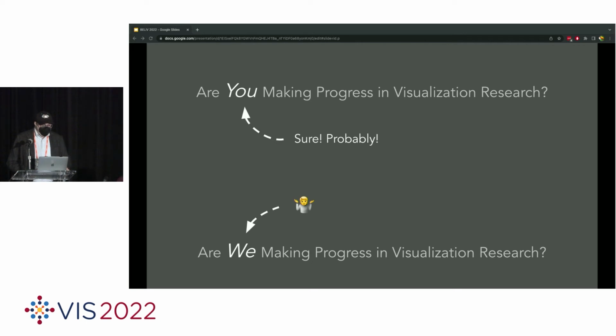But what I mean is this "we," right? This question is whether we as a field are making progress. And that's where I think the answer is, one, less clear-cut, and also where we have more wiggle room.